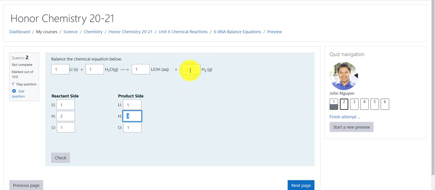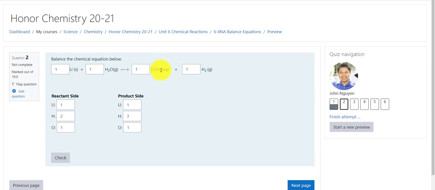We cannot really change here, because if I make this into a 2, 2 times 2 is 4. What about the 1 here? So it's 5. So we cannot really do anything. And look at this. This is where the key part is. We see where it's hydrogen. There's a 1 here, right?